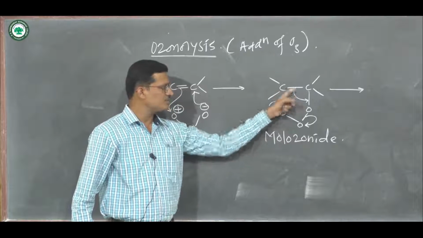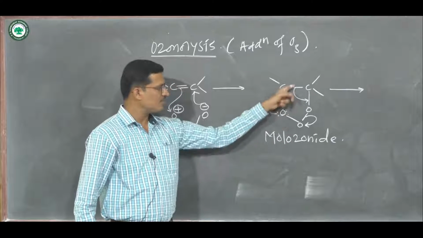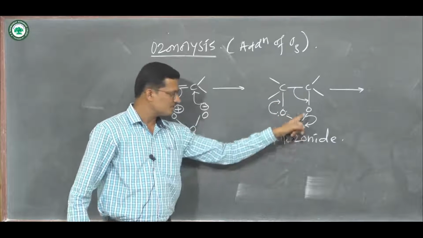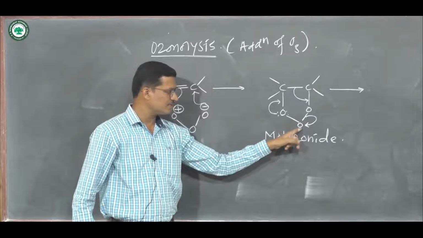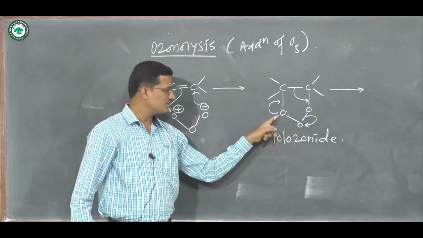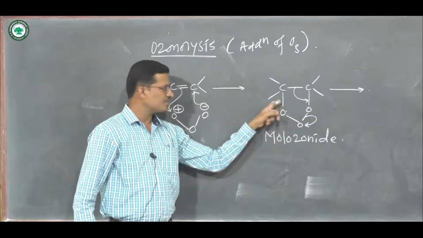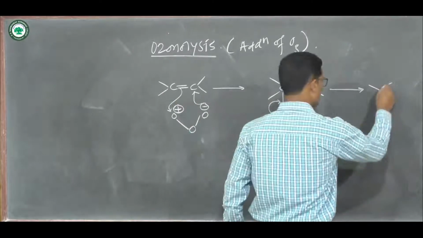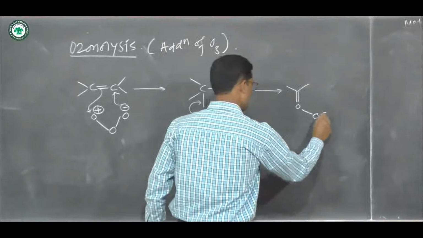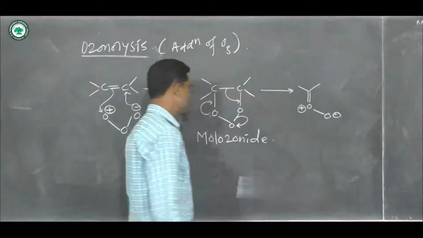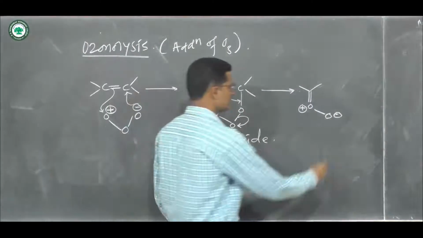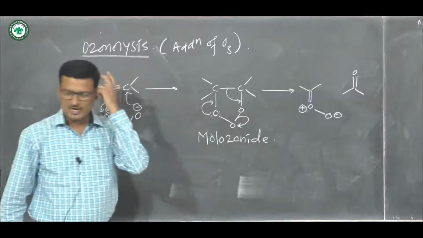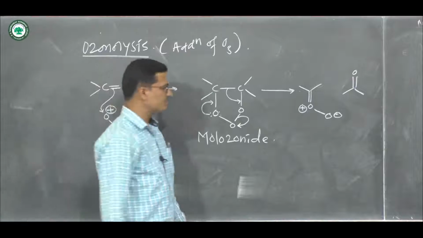The carbon-carbon sigma bond is broken to form a double bond between carbon and oxygen. The oxygen-oxygen single bond is broken. This oxygen gets a negative charge, and the lone pair of oxygen is donated to here. We get a carbon-oxygen double bond. Once we form this type of compound, we write it this way, and this is a carbonyl compound. Once the molozonide is broken, it is converted into the ozonoid.